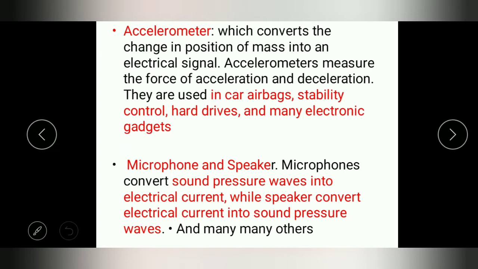So that's another example. Again, we have the microphone and speaker, that we all know what is happening in. A microphone will receive the sound signal and convert the sound signal to electricity, so both the sensing and transduction is taking place simultaneously.